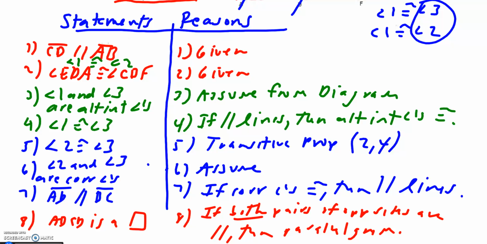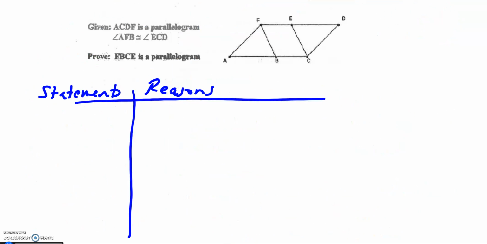Now moving on to our next proof. Given ACDF, the large outer shape, is a parallelogram, and given that AFB is congruent to ECD. Again, I will call these angles 1 and angle 2 for simplicity. We want to prove that if we know the outer shape is a parallelogram, that the inner four-sided shape is also a parallelogram. So we're probably going to have to go towards some congruent triangles. Let me first write down my givens.